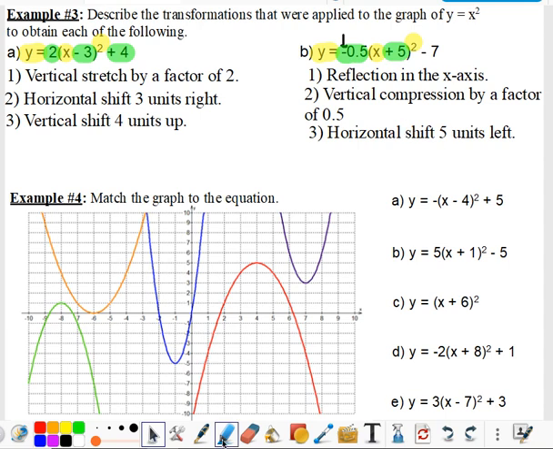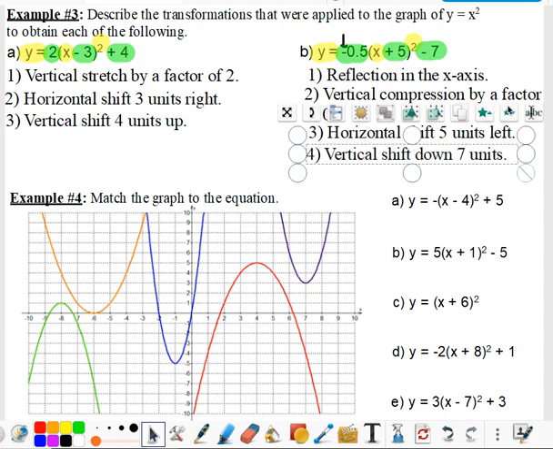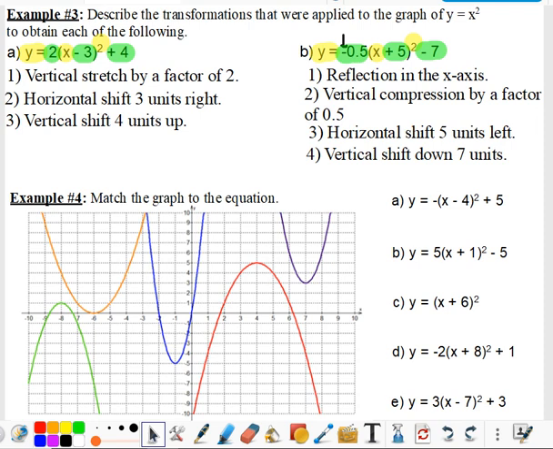And lastly, we have negative 7 for k, and negative 7 for k means down 7. So vertical shift down 7 units. Okay, take a moment to write that down in your notes.